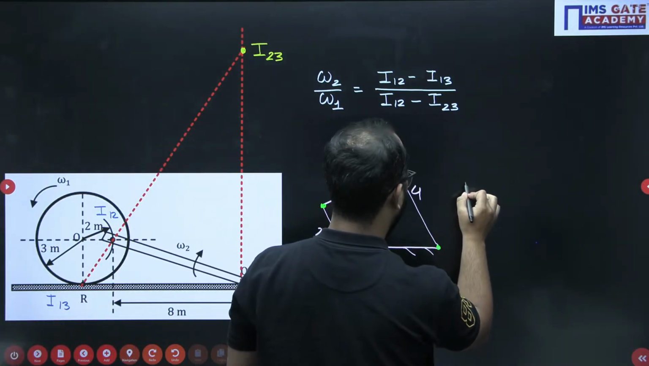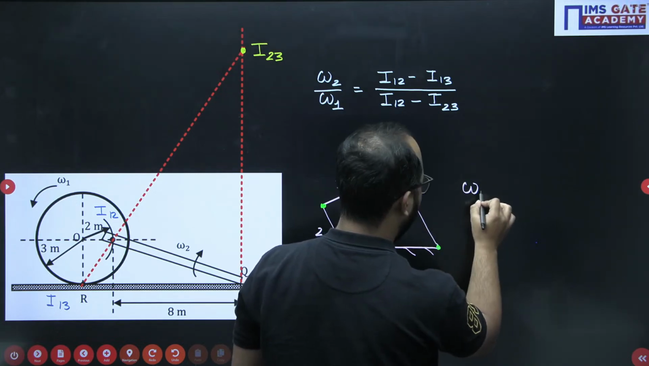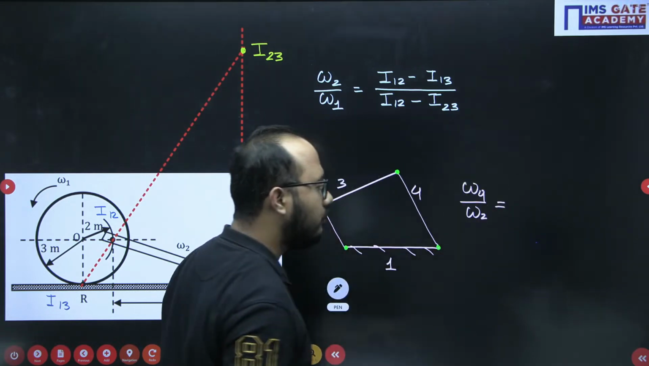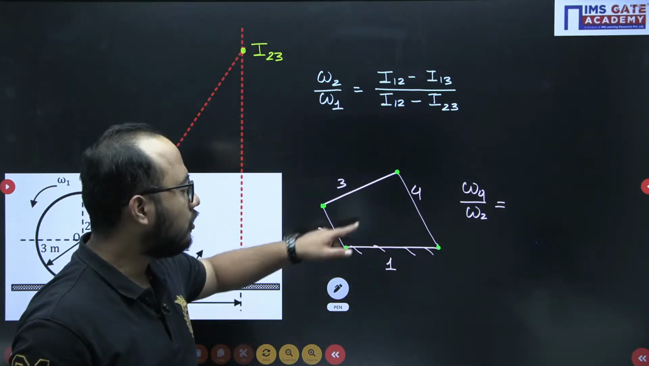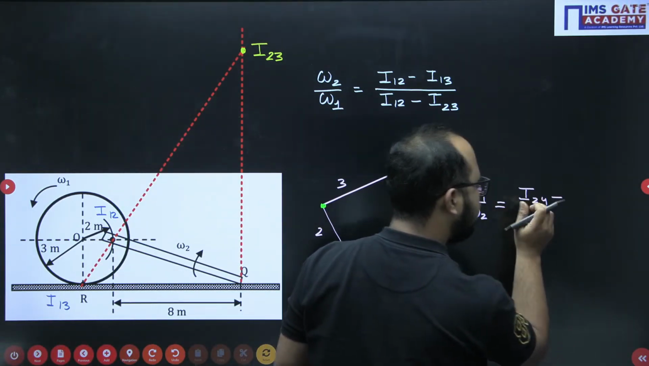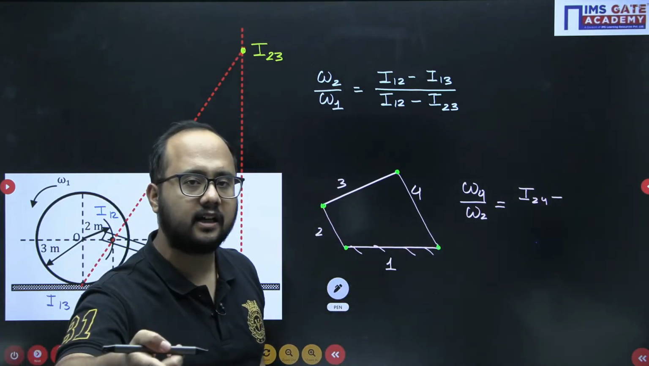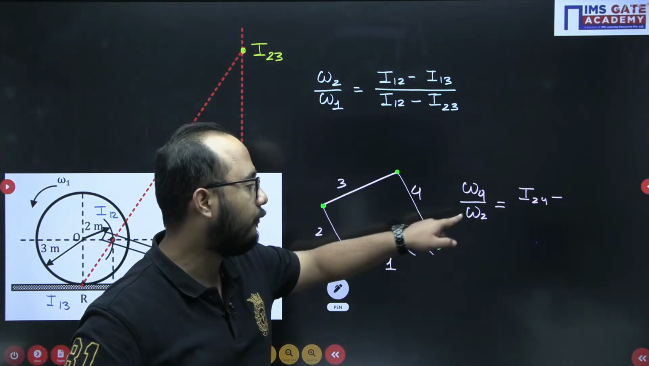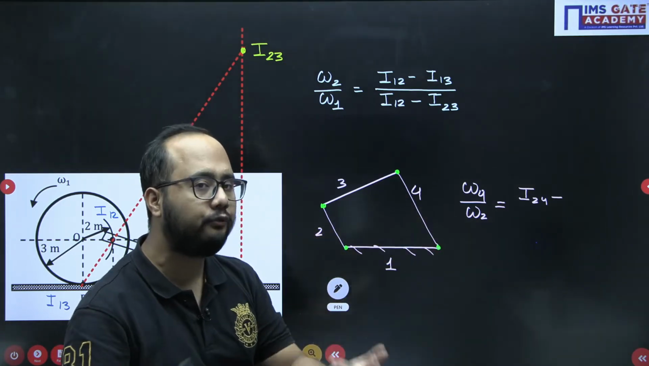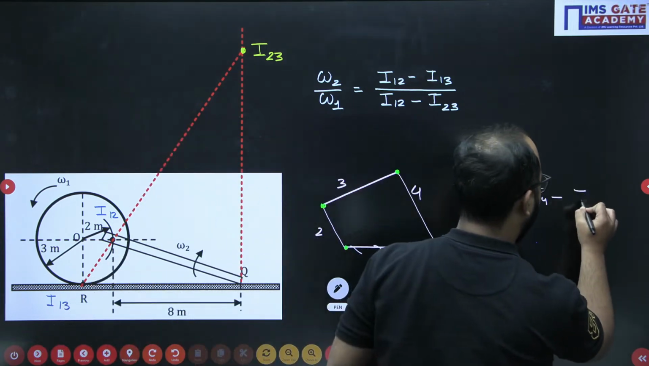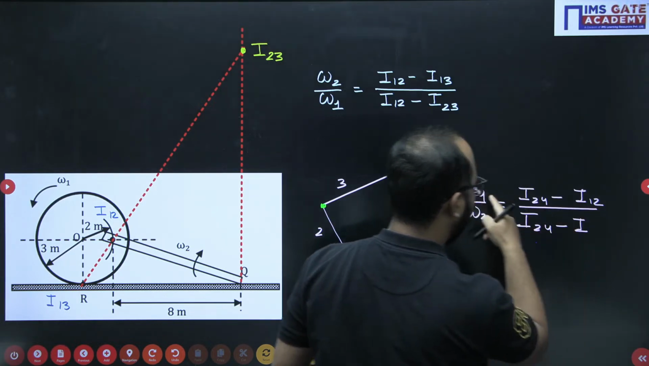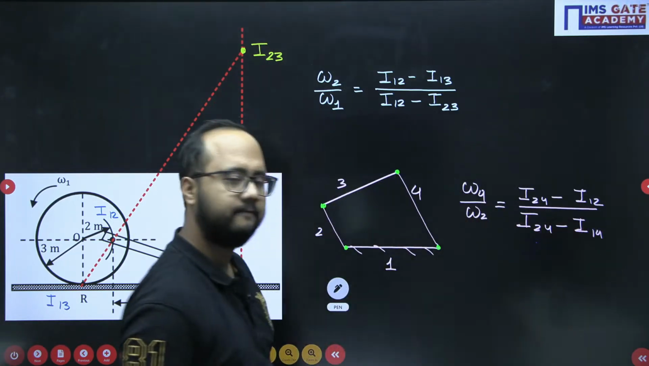I want to write omega 4 by omega 2. Let's suppose omega 4 by omega 2 I want to write here. So common I center first of all is I24. Now the distance of this common I center from that I center of the link which is there in the denominator, link number 2. So I center for link 2 with respect to fixed. Fixed is 1, so it will be I12. And similarly it will be I14 from I24, like this.